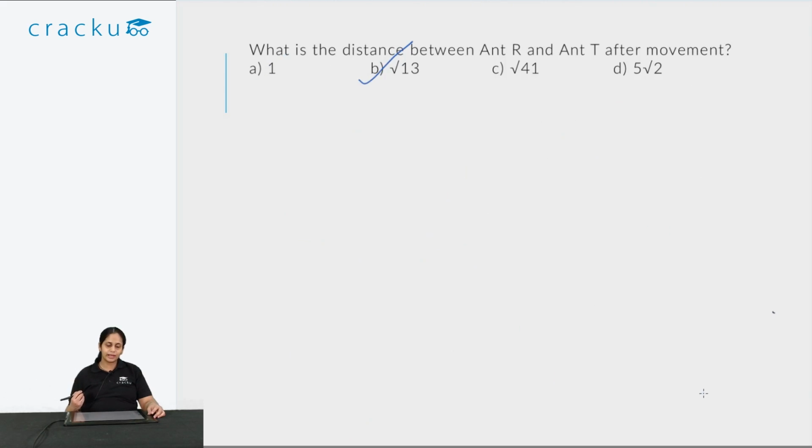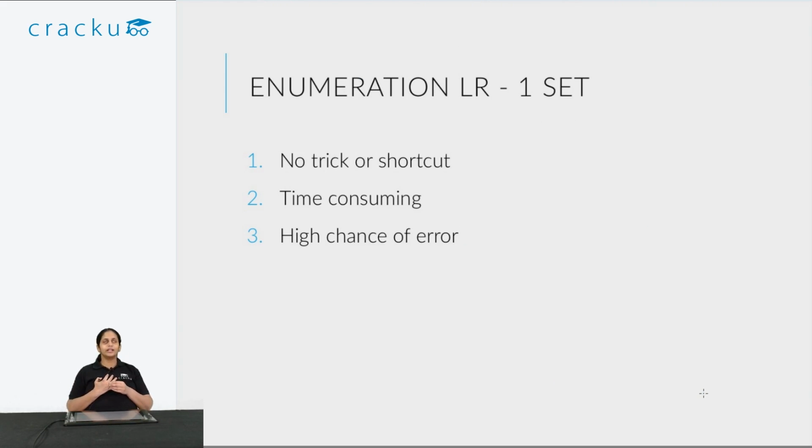Now after 2D LR sets, the kind of LR set that I am expecting to come in CAT is the enumeration LR set. These LR sets are my least favorite LR sets, but they have come regularly in CAT for the last 2 years. I think more than that actually. And the reason for that is because they are easy to set. They are very easy to set. They take a lot of time. They are basically time sinks.